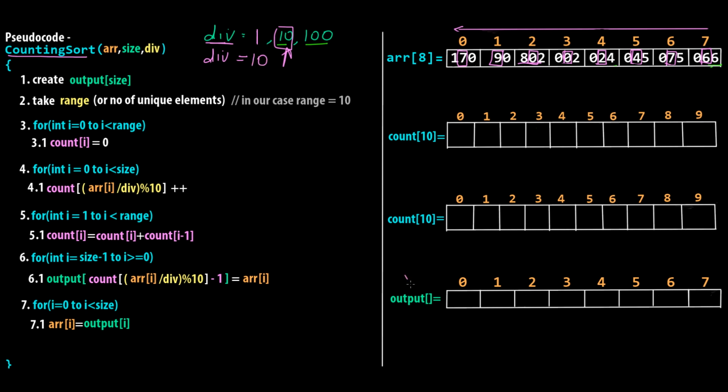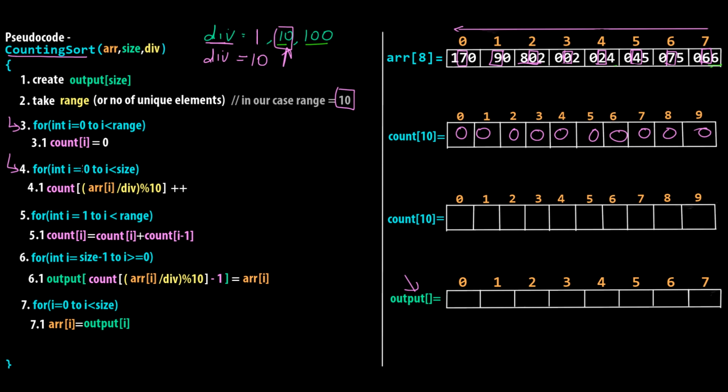Again, create the output array, we've created it. The range is obviously going to be 10. Again, the first for loop makes all the count elements 0. Initially it's going to be all zeros. The next for loop increments the count, but this time since div is 10, let's see how the mapping is done. As I mentioned, we want to take the digit at the tens place.